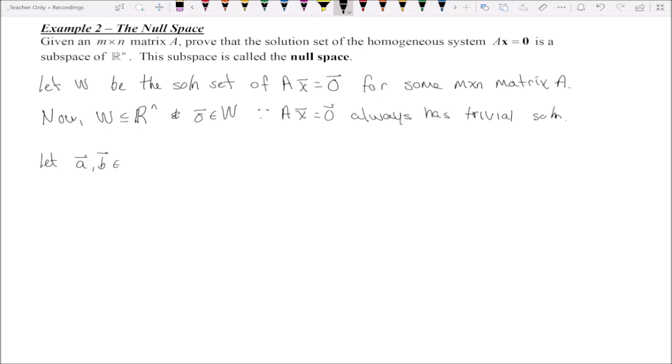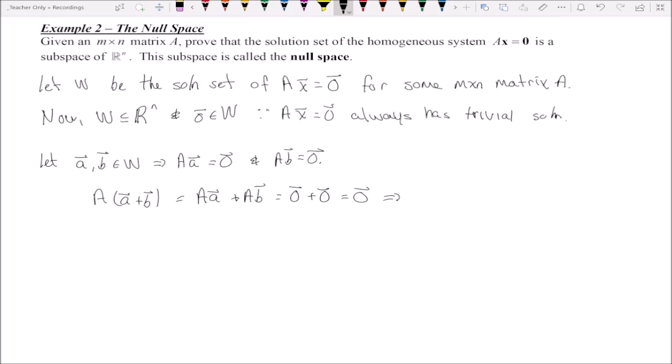Let u and v be two vectors in W. This means that A times u is equal to 0 and A times v is equal to 0, right? Let's look at A times (u plus v). Well, this would be A times u plus A times v, right? That's a property of matrices. But we just said that is 0 plus 0, which equals 0. This means that u plus v is a solution. Right? So u plus v is in W.